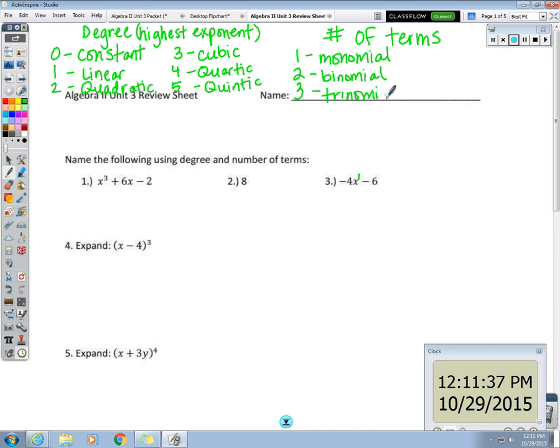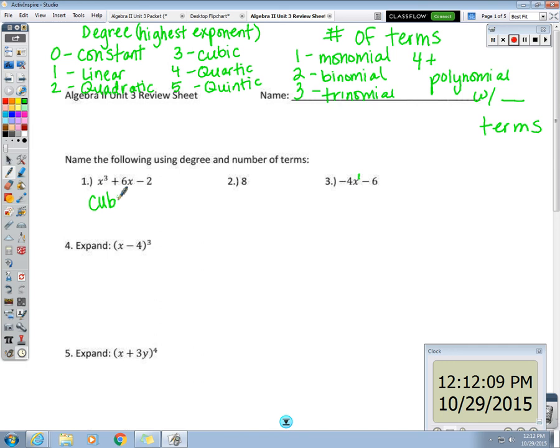Now, if you have more than 3 terms, 4 and up would just be called a polynomial with however many terms it has. You would just fill in the blank. If it's 4, you put 4. If it's 5 terms, you put 5. We only have special names for 1 term, 2 terms, and 3 terms. Okay, so now using that information that you'll just have to have memorized, what is the name of number 1?